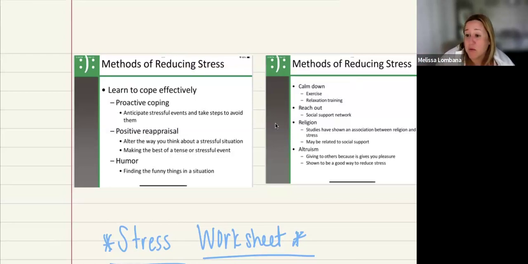Religion is another big one. Religious groups and support groups also help, like social support networks. And then altruism, which is giving to others because it gives you pleasure, right? Helping others, community, having people in your community is so important. Okay, and that's basically it for the notes.